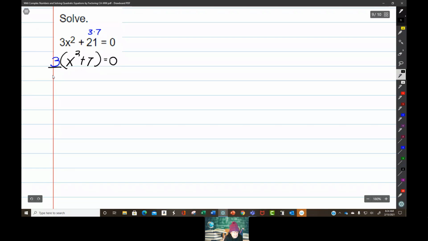I'm going to divide both sides by 3 because 3 is just a number. If there were an x there, I could not divide by 3. Maybe I could divide by 3, but definitely not by the x. But there is no x. So I can just joyously divide both sides by 3 so that I get x squared plus 7 equals 0.